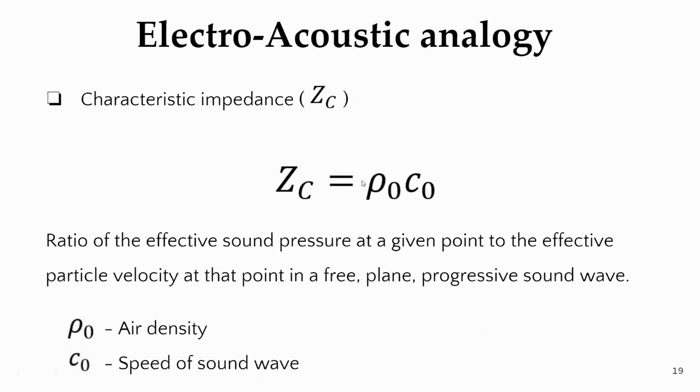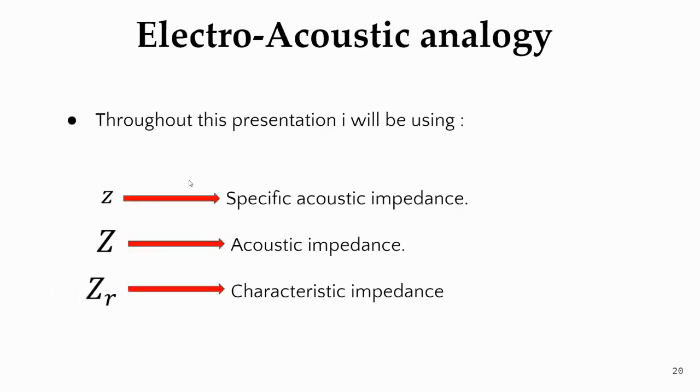It actually comes as the ratio of effective sound pressure to the particle velocity of a free plane progressive sound wave. And when we do that, we end up with this term, and it depends upon rho and c, which are the characteristics of the medium. It's called characteristic impedance. Also, it's called relative impedance. Throughout this presentation, for ease, I'll be using this representation: small z is specific acoustic impedance, capital Z is acoustic impedance, and capital Z with a subscript R is characteristic impedance.